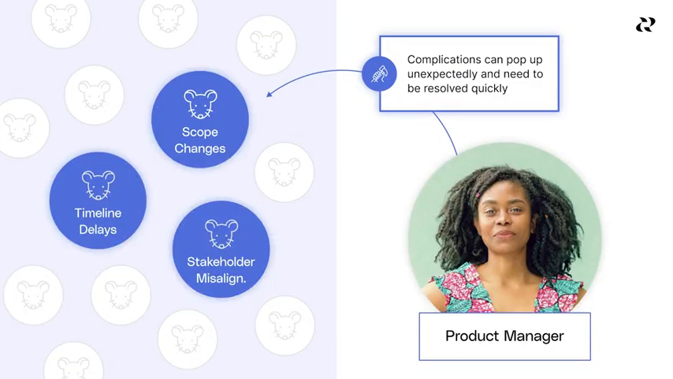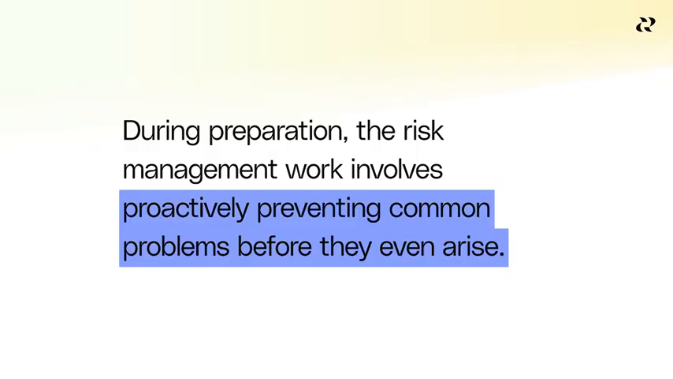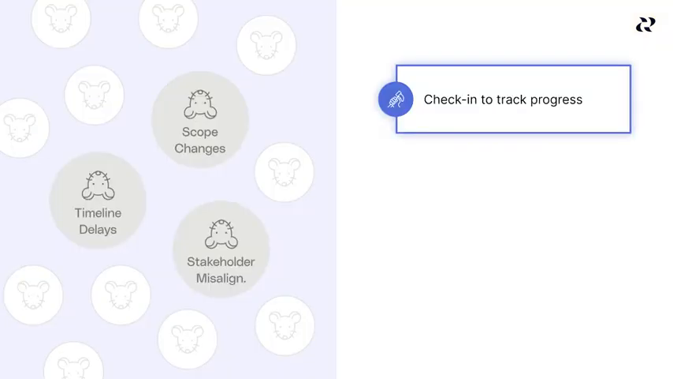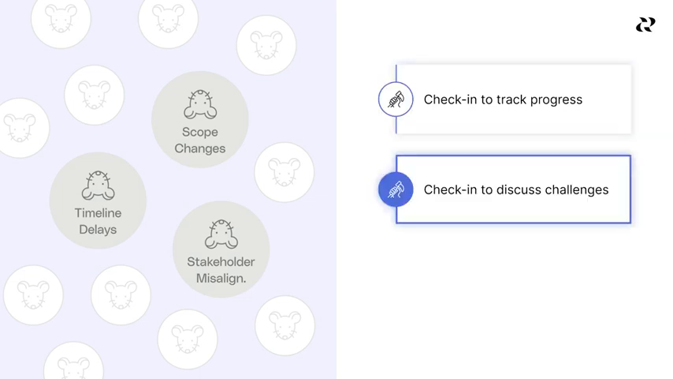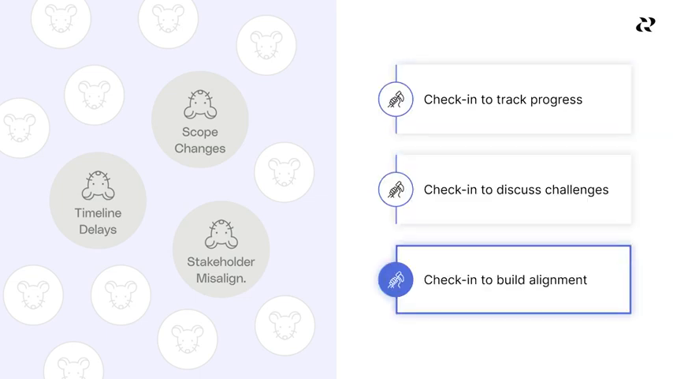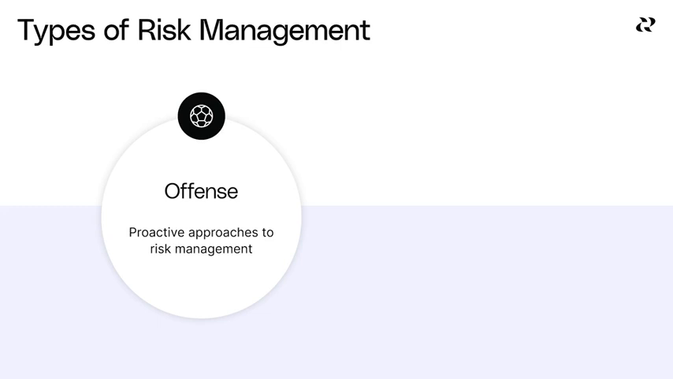Risk management can feel like a game of whack-a-mole, where complications to a project seem to pop up randomly and need to be resolved quickly. These complications can come in the form of timeline delays, scope changes, or stakeholder misalignment. During preparation, risk management involves proactively preventing common problems before they even arise. This can look like checking in with key stakeholders on a regular basis to track progress, creating space to discuss challenges, or building alignment. We call these proactive approaches to risk management your offense.